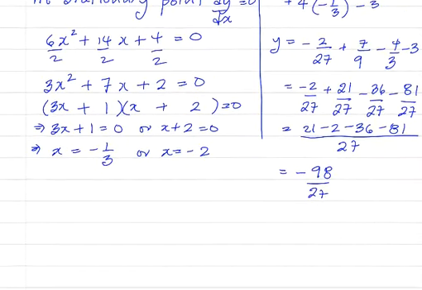So I have the first turning point, which is minus 1/3, minus 98 over 27.